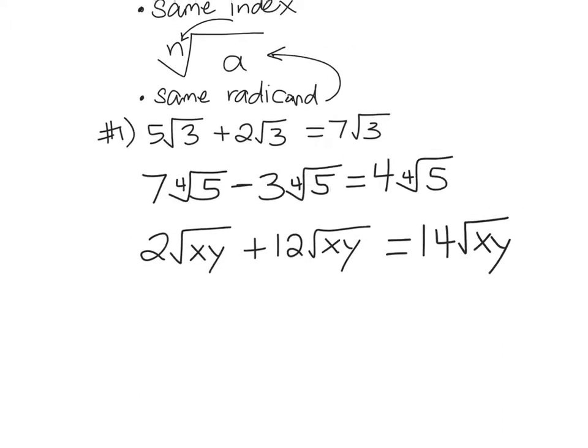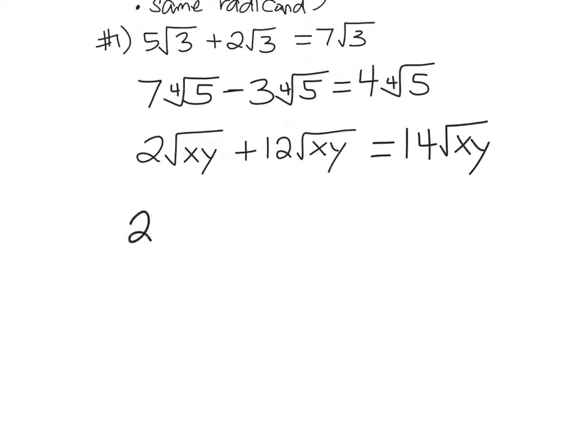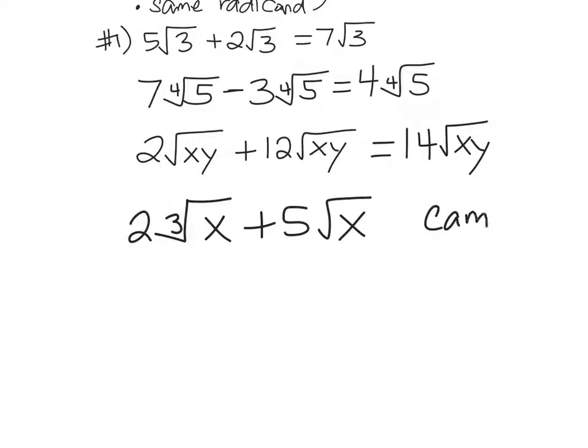Okay, so here we go. How about 2 cube root of x plus 5 square root of x? Can I simplify that? No. You can't simplify that at all. Their radicands are the same, but their radicals are not. Their index is not. This is a cube root, that's a square root. You cannot combine. So you could say cannot combine. You wouldn't say no solution because it's not an equation. Cannot combine. So it's as simplified as it gets. That's the answer to it.